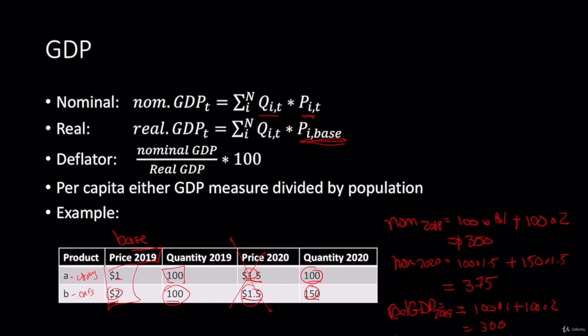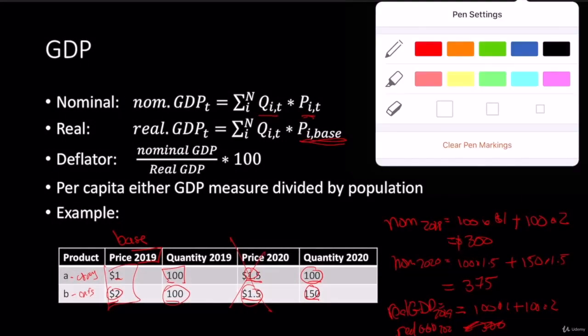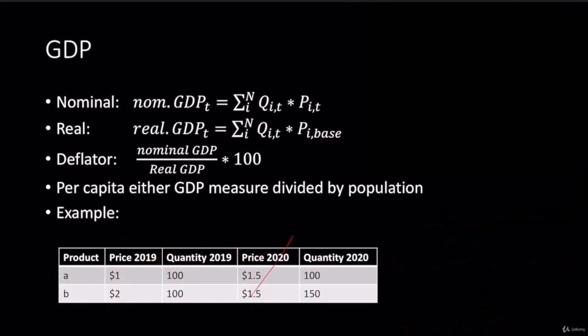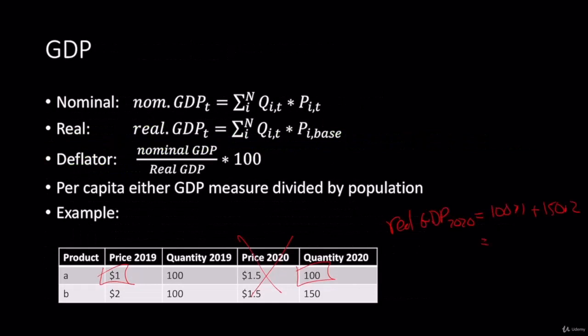But real GDP in 2020, let me erase this. Remember, I'm going to ignore this. I'm going to do real GDP in 2020. And I'm going to take the quantity of 2020, but I'm going to take the price of the base. So I'm going to take 100 times 1 plus 150 times 2. I get 100, 300, I get 400. My real GDP in 2020.